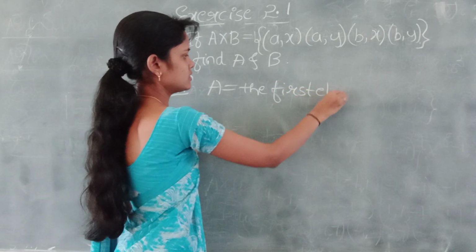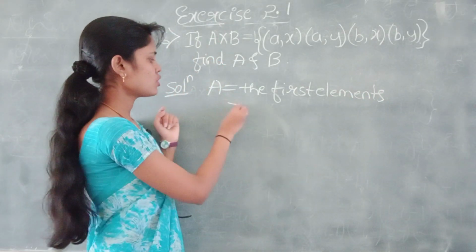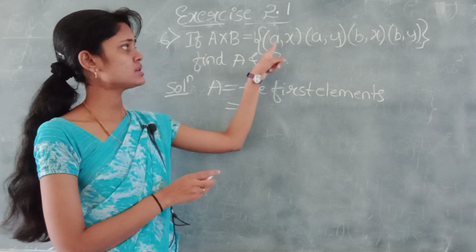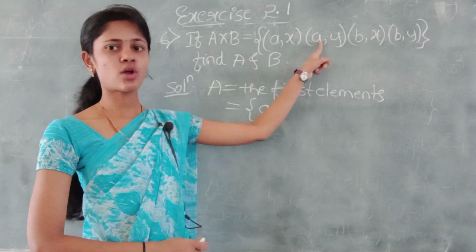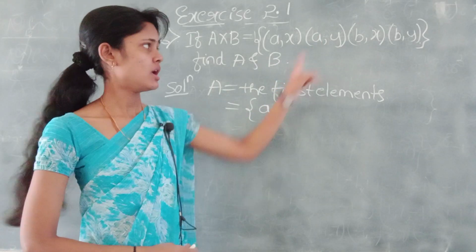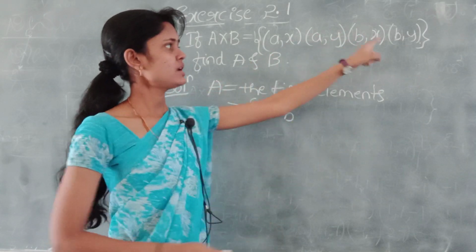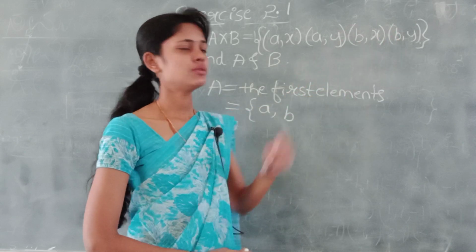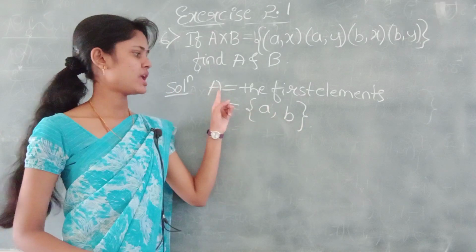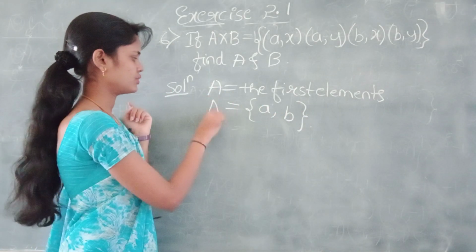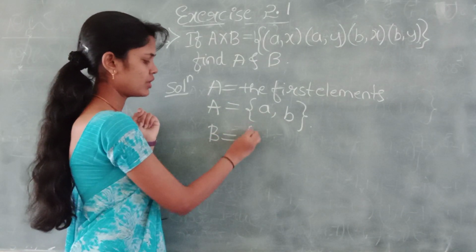The first elements in the ordered pairs will be in the set A. So what are the first elements in the ordered pairs? A, right? And the next first element, in the second ordered pair, is A. Already A is written. Then B is the first element in the third ordered pair, B, right? And B is the first element in the fourth ordered pair, so already B is written. Therefore the elements of A are A comma B. Therefore set A is equal to what? A comma B.